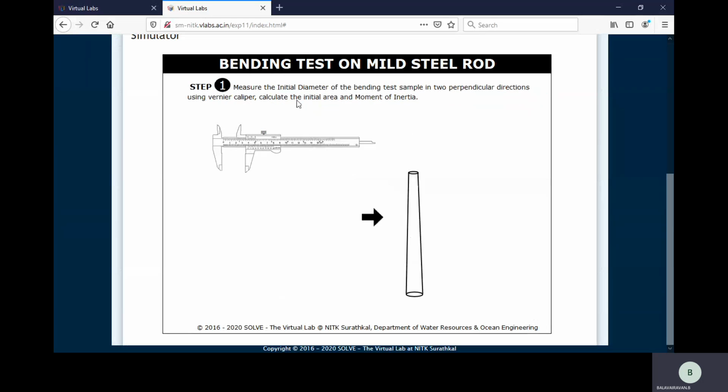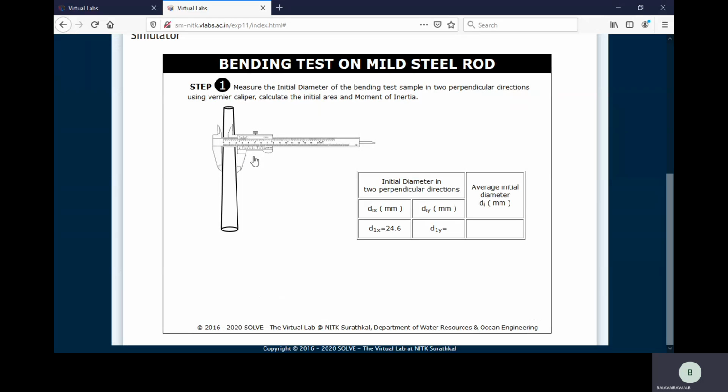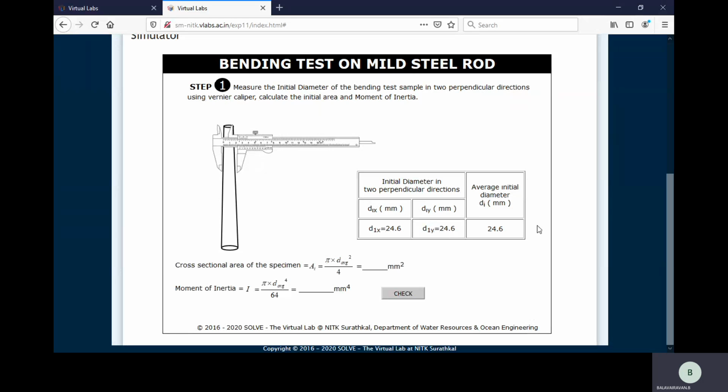First step, measure the initial diameter of the bending test specimen in the perpendicular direction using vernier caliper. Take the specimen, then measure it in both perpendicular directions. These are the two values. This is the average value of the diameter of the specimen. Then you calculate the area as well as the moment of inertia.